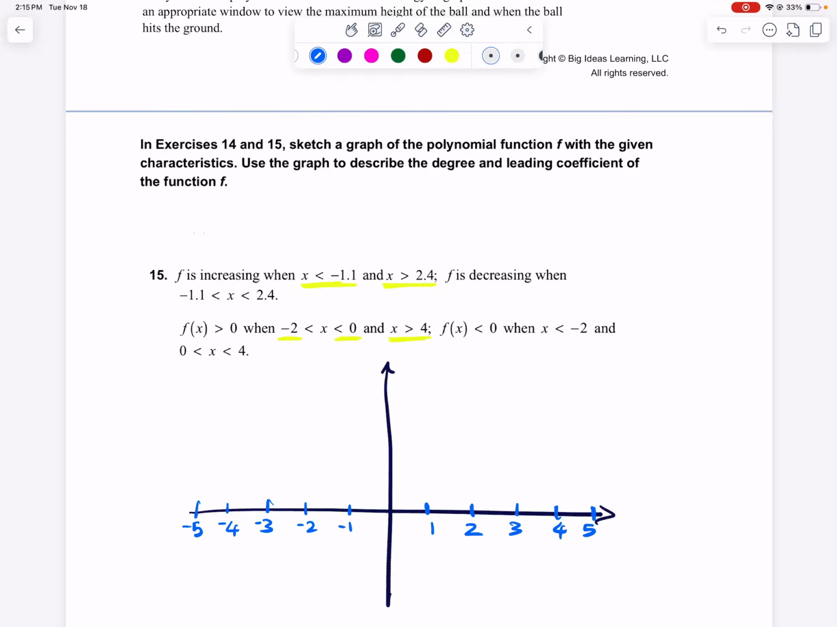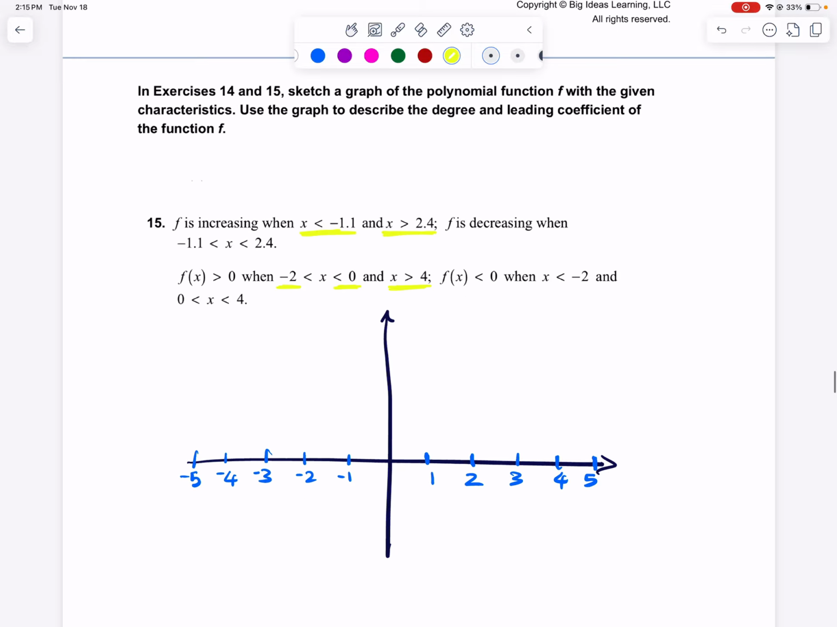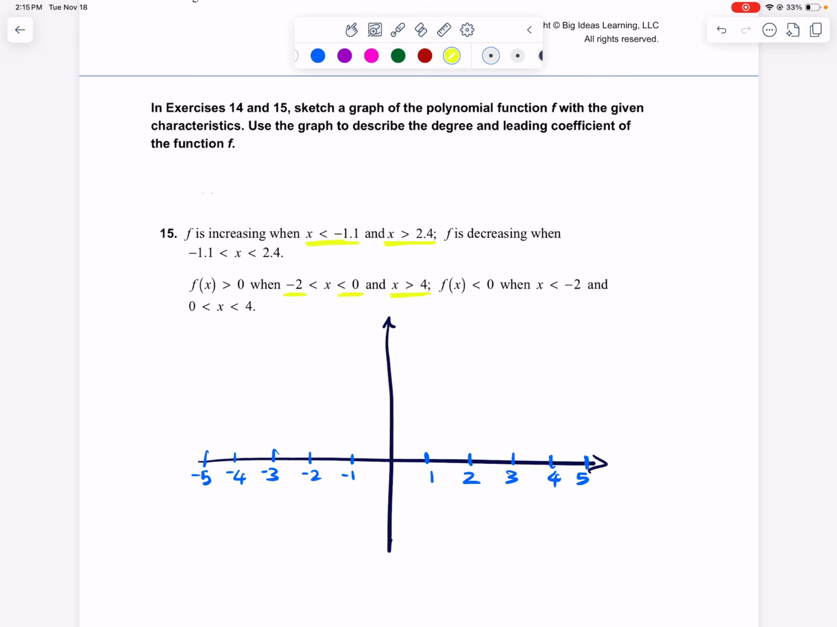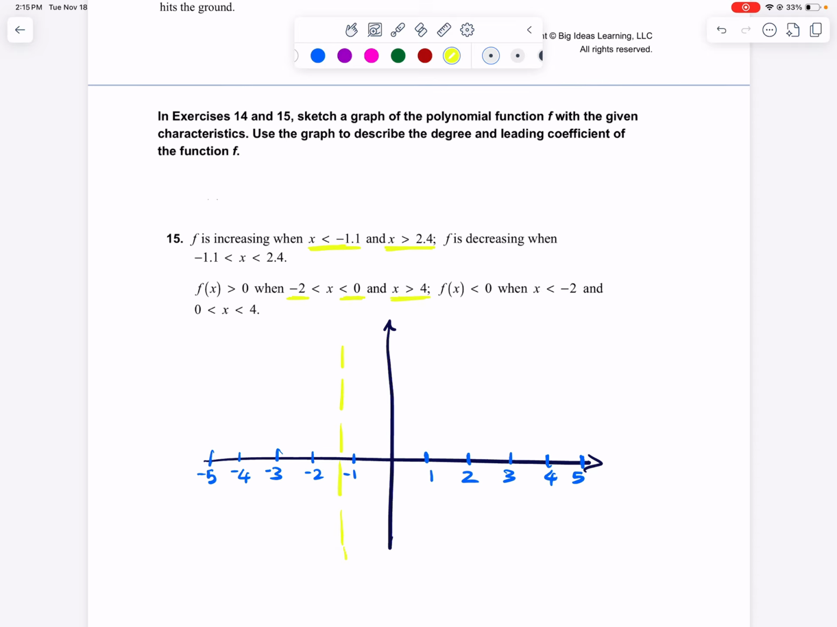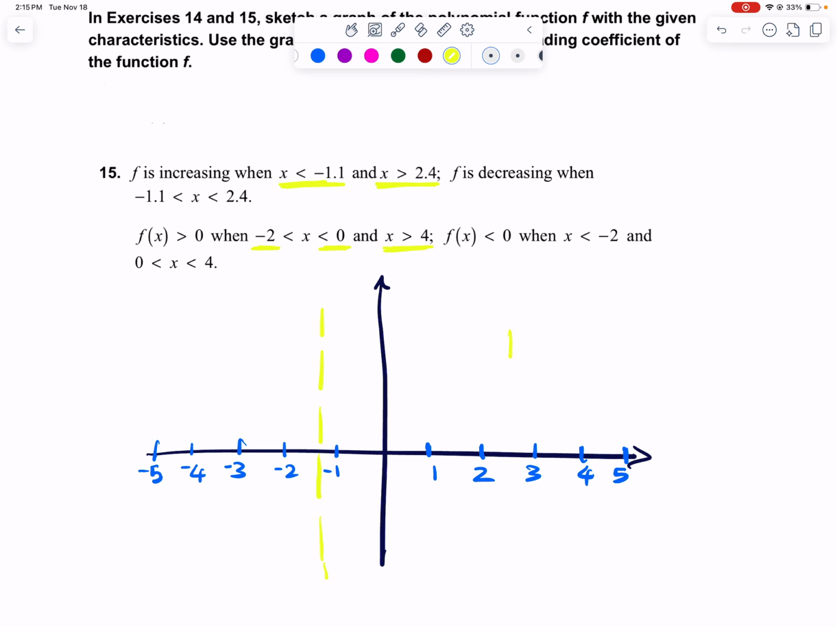From there, I'm going to lightly mark. If you were working on paper, this would be done in pencil in a very light marking. I am going to lightly mark -1.1. And this is just a sketch, so it doesn't have to be entirely accurate. I'm going to mark 2.4, so that's somewhere between 2 and 3. Those were from here and here. I'm going to lightly mark -2, and 0, and we have a marking at 4. So key things are happening in all of those areas.